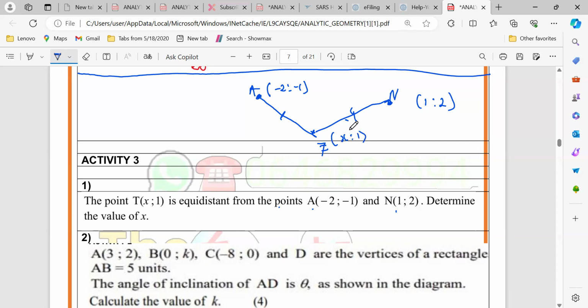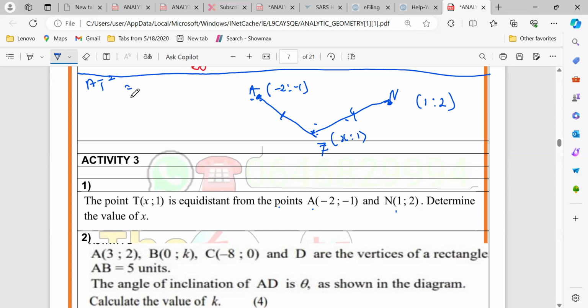Now, what are the distances that are going to help us here? We don't know the distance of AT. We don't know the distance of TN. But we know they are equal. So here's what I'm going to do: first I'm going to look for AT all squared. I'm focusing on A and T.